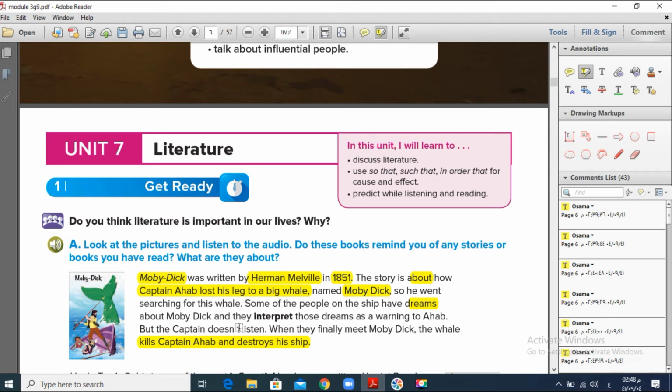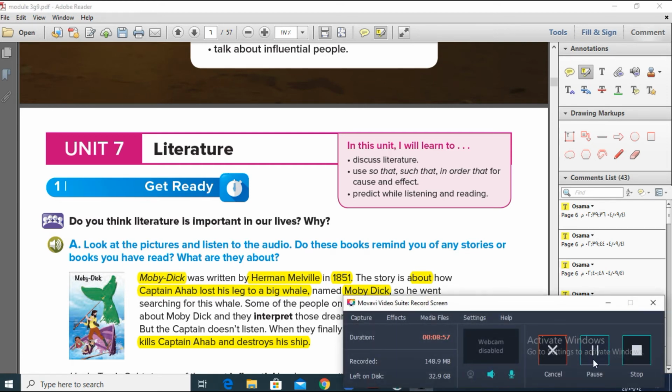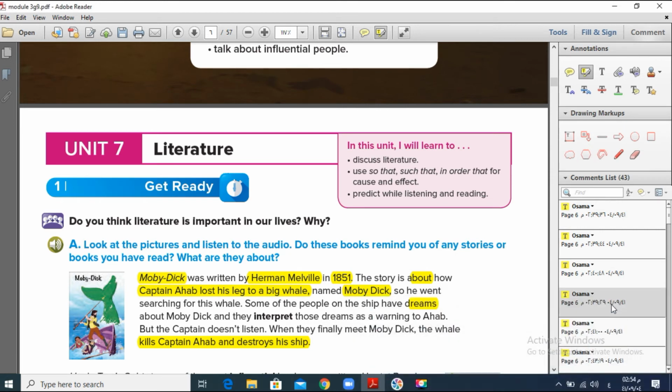Another type of question you may find in the exam. The word interpret means what? You can guess, okay? Interpret a dream: to make it clear. To make it clear, of course. Interpret: translate, to make it clear. You are right.